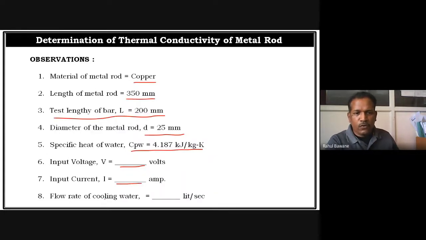Next, last, flow rate of cooling water. Whatever flow rate we maintain, we have to write down here, in liter per second or kg per second, as it is water. So it is assumed that 1 liter is equal to 1 kg. And remember, never go more than 300 ml per minute.